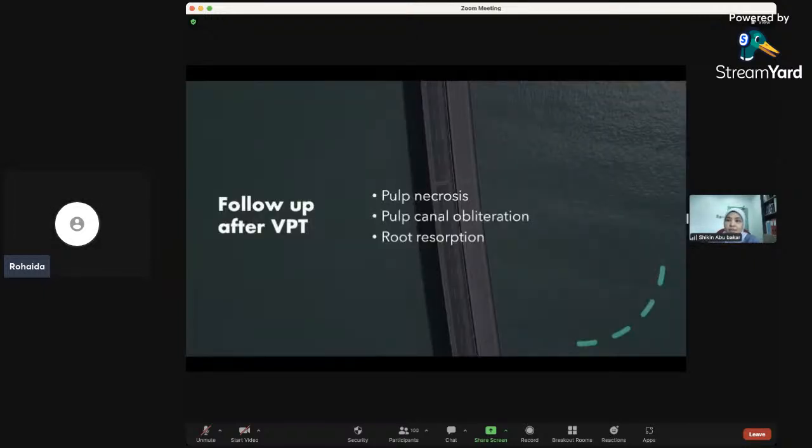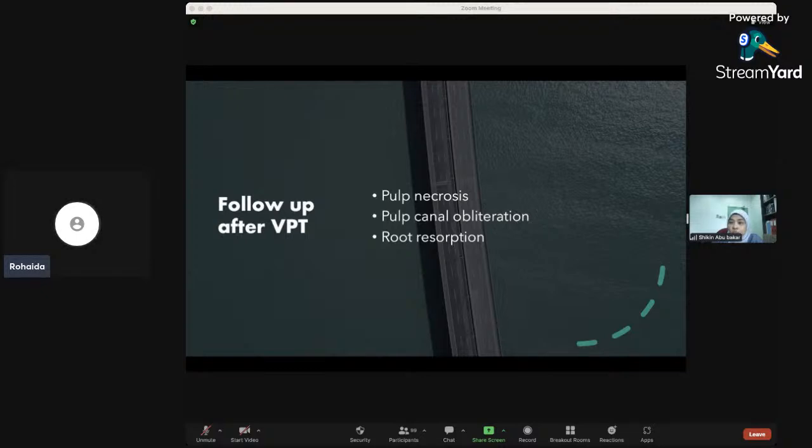I think this is the last slide. Follow up after the vital pulp treatment, or what are the complications or consequences that the patient might have following the vital pulp treatment. One of the things that we really don't want is pulp necrosis, but it's not impossible if there is a factor that is compromised.